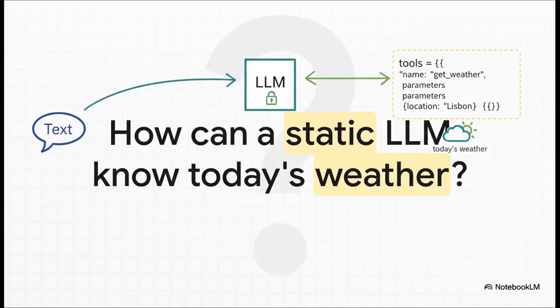So let's start with a fundamental limitation of any large language model. Its knowledge is static, right? It's basically a snapshot from whenever it was last trained. So what happens when a user asks a simple question like, "What's the weather in Lisbon right now?" The model can't answer that from its own knowledge. It's completely disconnected from the live, real-time world. And tool use is the pattern that solves this exact problem.